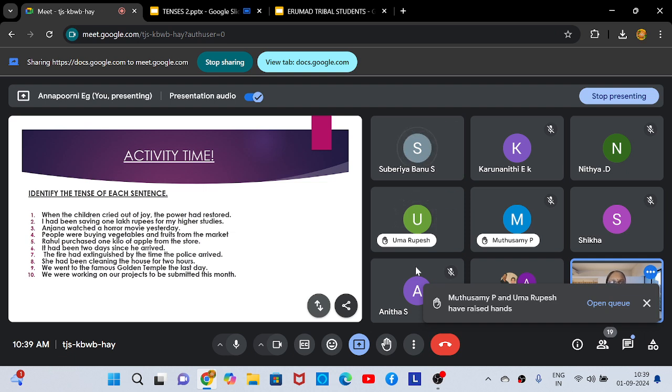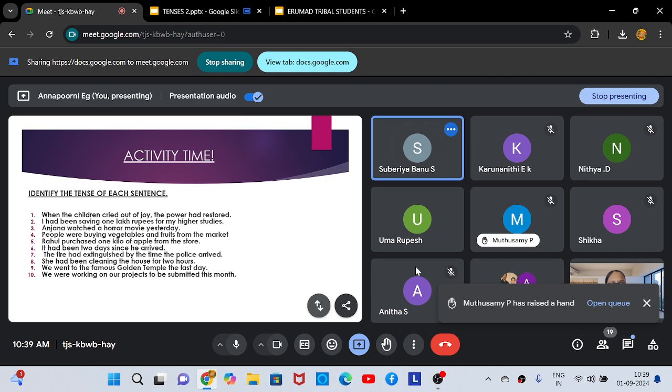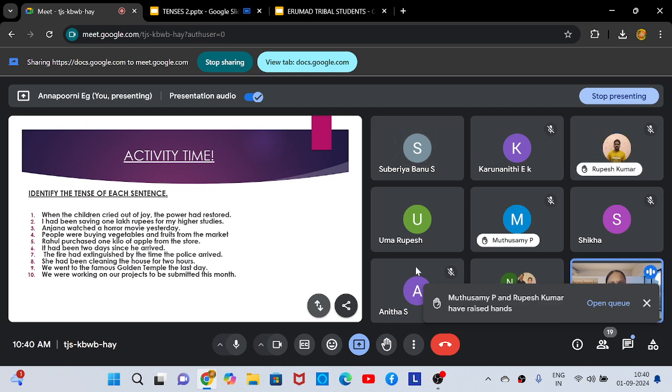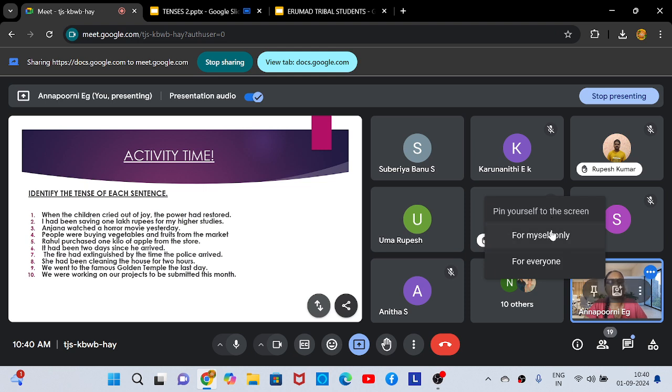Okay. Next one, the fifth one I will read, ma'am. You read it and also tell the tense. Rahul purchased 1 kilo of apple from the store. Purchased means to buy.